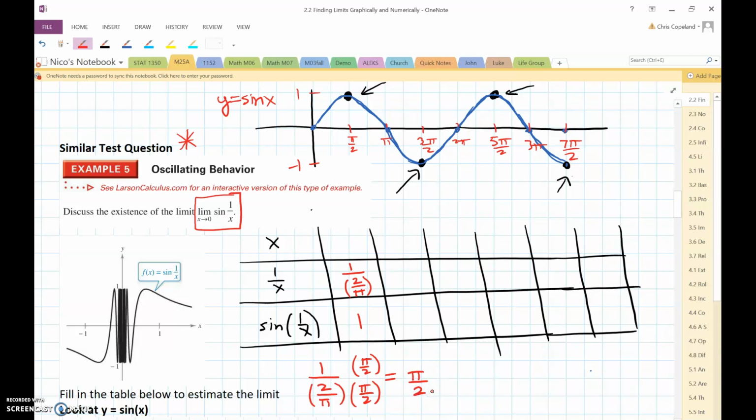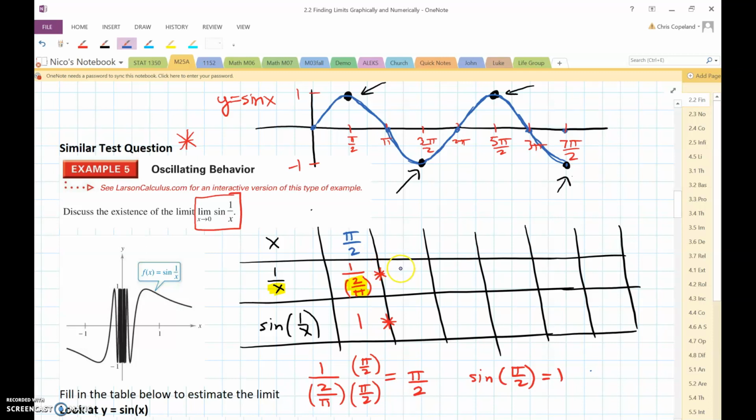Okay? And we know that sine of pi halves is equal to 1. That's how I'm getting this and this. This x, which is right here, would go up here. So this would be pi over 2. Okay, hopefully that makes sense.